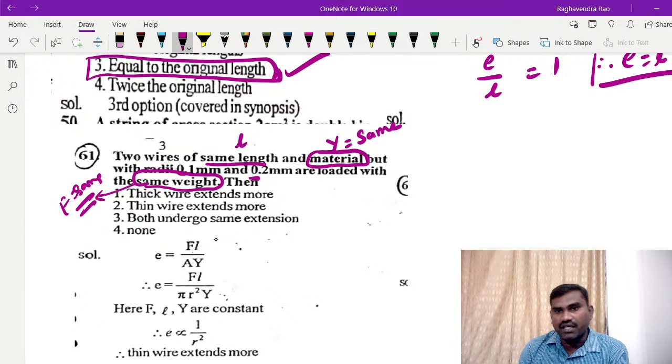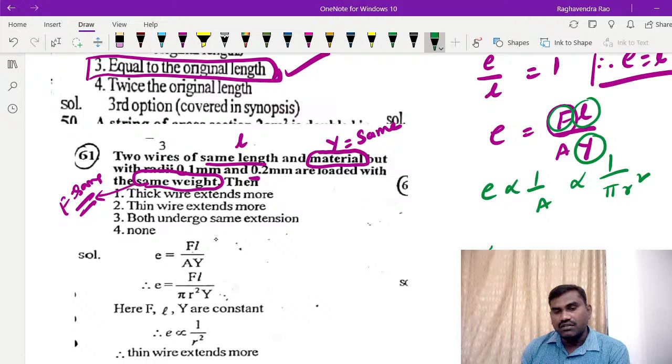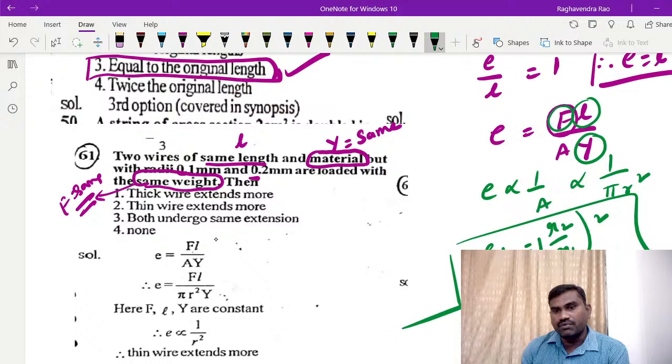Now, what is the elongation? Elongation is equal to Fl by A into Y. Force is the same, length is the same, Young's modulus is the same since the material is the same, but the area of cross section is different. That means E is proportional to 1 by A, which implies 1 by pi r square. That means E1 by E2 is equal to (R2 by R1) whole square. Elongation and radius of the wire are inversely proportional.